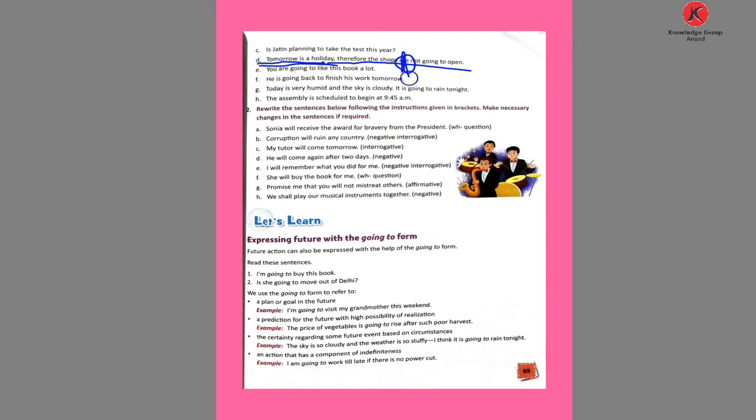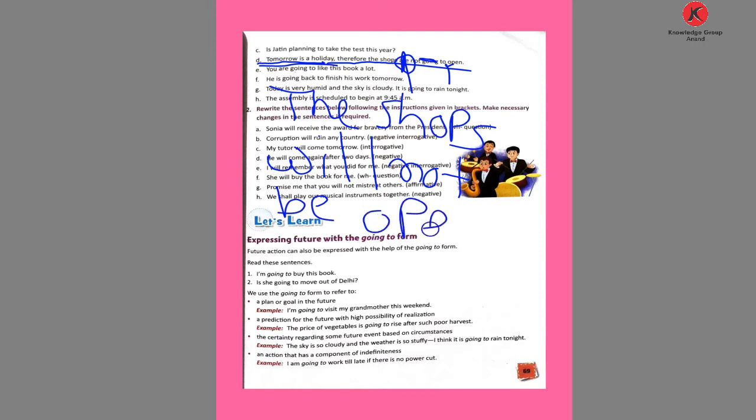So we remove that. Therefore the shops. Then what do we use? Will. We remove "going to", and use "be" and "open". What? Open. We can use be. Shops will not be open.